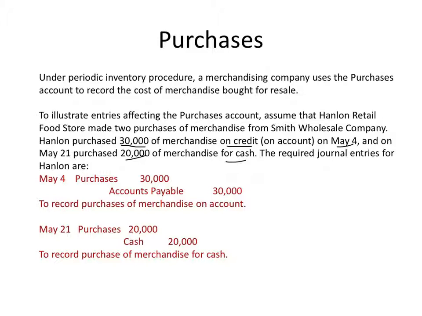Well, the May 4th purchase, debit purchases. Now, purchases are assets. We're debiting inventory. So it's a debit balance account. Credit accounts payable, I am going to owe them. On May 31st, I purchased $20,000 for cash. So purchases is an asset account, therefore it has a debit balance, and the transactions are fairly straightforward.